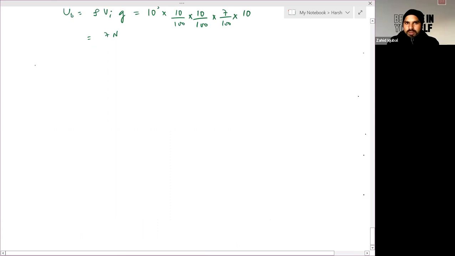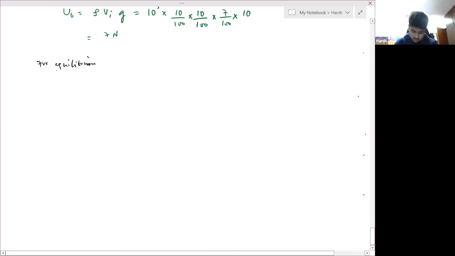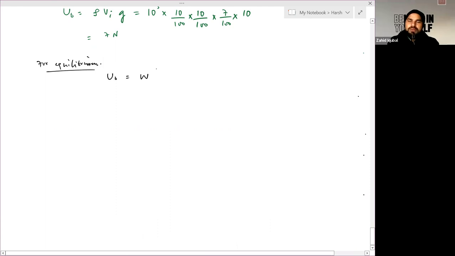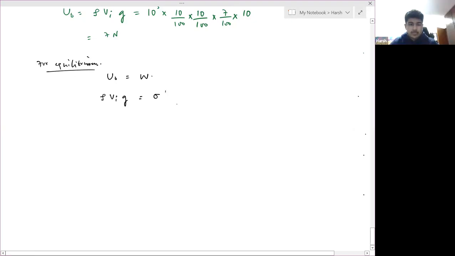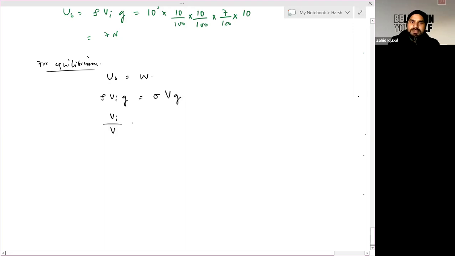Now let me define for you the equilibrium condition. For equilibrium, buoyant force equals weight of object. Buoyant force is density of medium times volume of object immersed times gravity. Weight is sigma times volume times gravity. So gravity and gravity cancel out, and you're left with volume of object immersed by total volume equals this by this. Now using this relation, let me define some concepts.